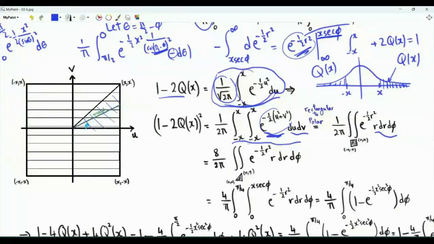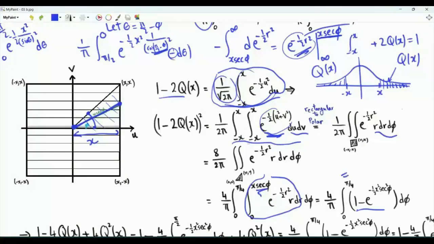Over this triangle, if we fix phi, and since this distance is equal to x, then this length here is equal to x divided by cosine phi, which means that the variable r goes from 0 to x sec phi. The angle phi is in the range from 0 to pi over 4. We can carry out the inner integral as we did above. Now we get 1 minus e to the minus half x squared sec phi squared.